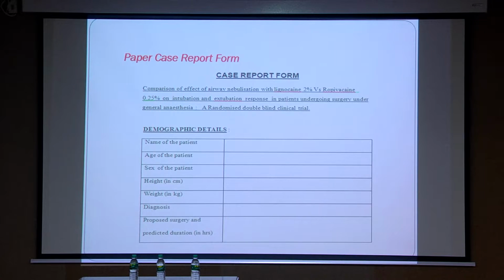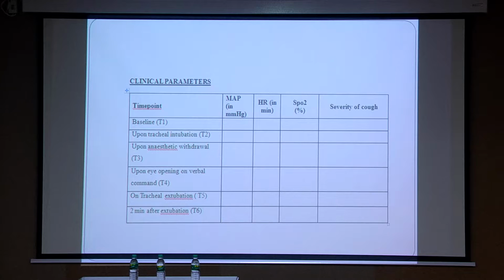So let's look at one example of a paper case report form. It consists of various sections. The first section is the title. Let's read out: comparison of effect of airway nebulization with lignocaine versus ropivacaine, followed by demographic details of the patient, followed by clinical parameters of the patient. Clinical parameters often include the primary and secondary objectives of the study.